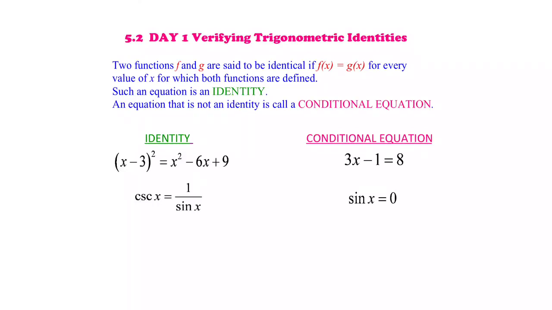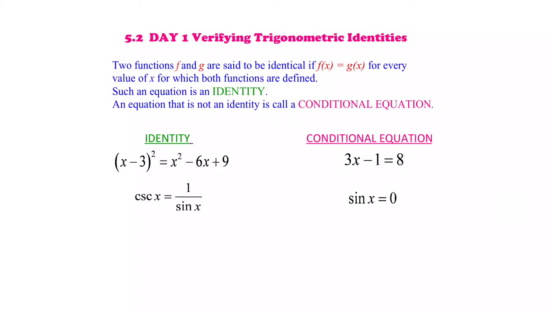Section 5.2, Day 1, Verifying Trigonometric Identities. We're going to spend a couple of days trying to verify trig identities, or to prove that two things are equivalent. Let's just start with two functions f and g are said to be identical if f of x is equal to g of x for every value of x for which both functions are defined.